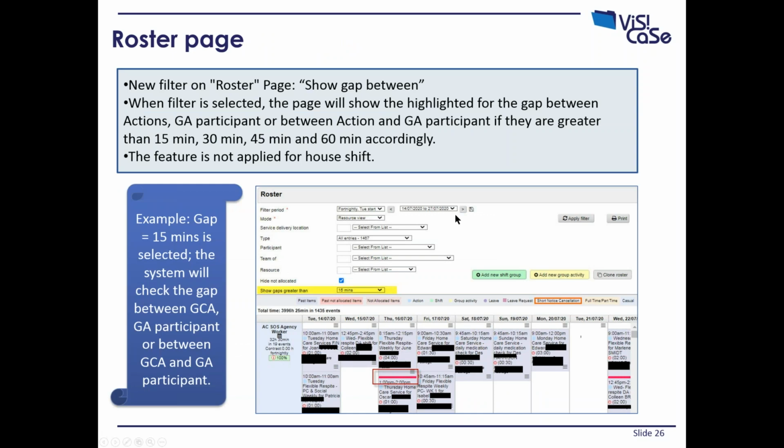Now coming towards the roster page, we have added a new filter option called show gaps greater than. Here, if you want to see any items which have a gap of more than 15 minutes, 30 minutes, 45 minutes, you can select the option from the drop-down list by clicking on this icon. For example, I have selected 15 minutes here to show the gaps. And as you can see, the first action ends at 12:15 p.m. and another action starts at 1 p.m. So the gap between the two is more than 15 minutes, and it is shown as this red bar, which shows the item has a gap of more than 15 minutes.